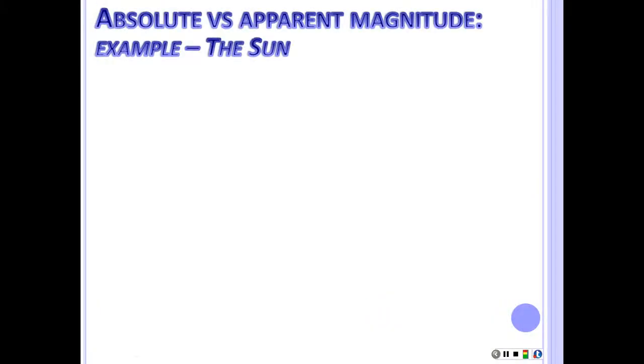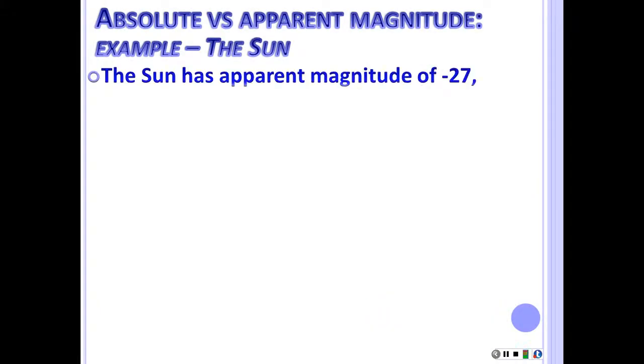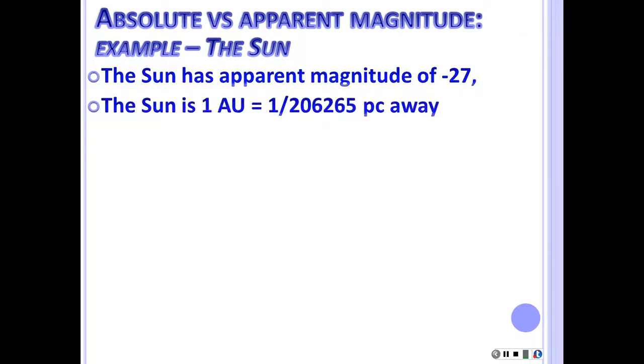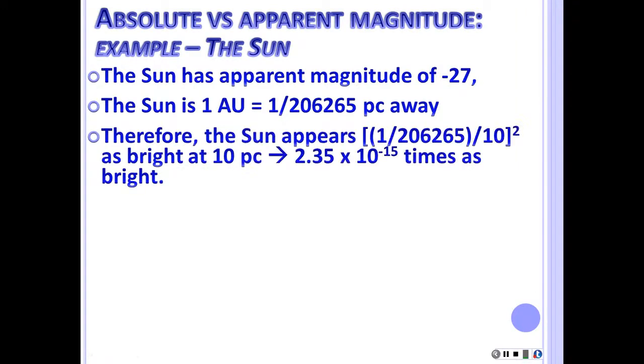So let's do a couple of examples. Let's think about the Sun. The Sun has an apparent magnitude of minus 27. But it's a very small distance away. It's 1 AU away, which is in parsecs 1 over 200,000. And so, in fact, in terms of the Sun appearing, what would it look like if you moved it away to 10? This is the distance it's at now, and to move it out to 10, you have to multiply by that over 10 squared, and so it would be 10 to the minus 15 times as bright.